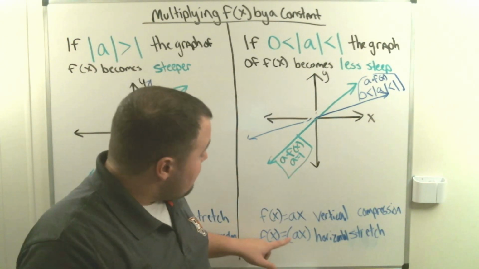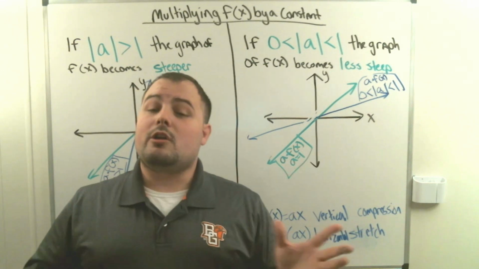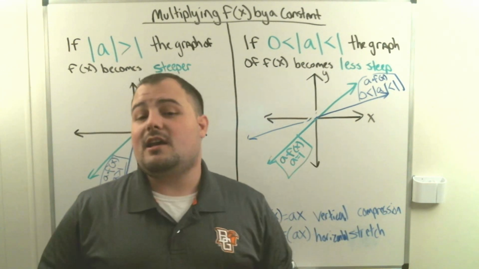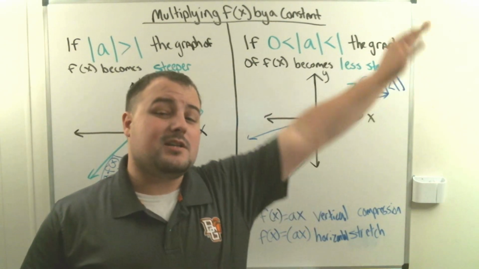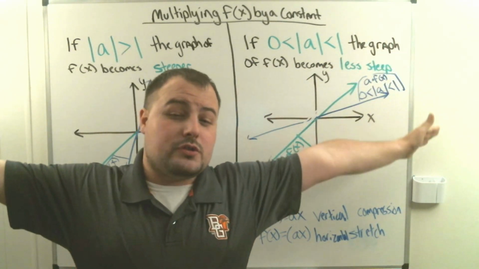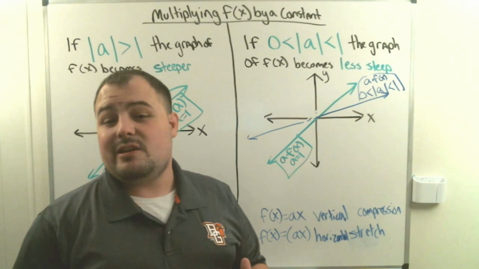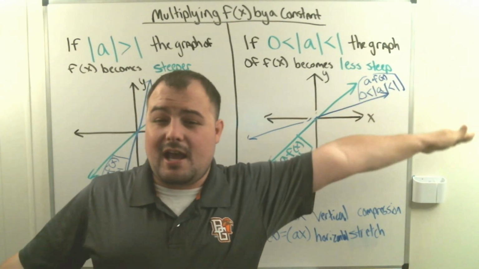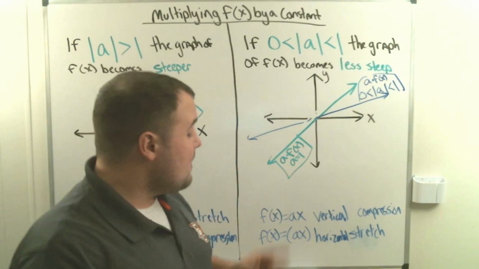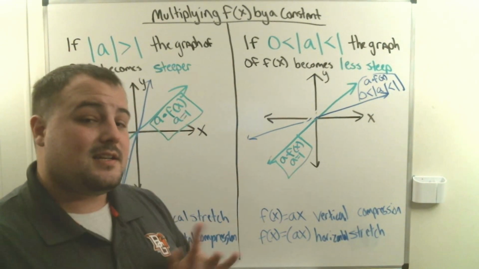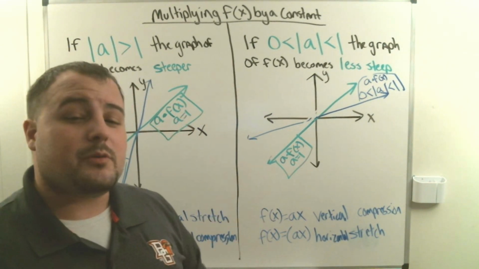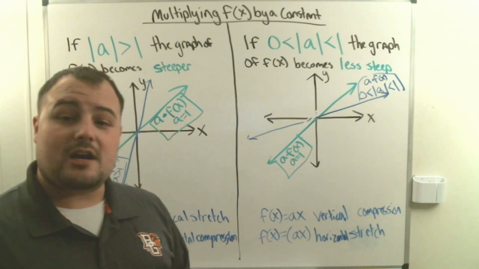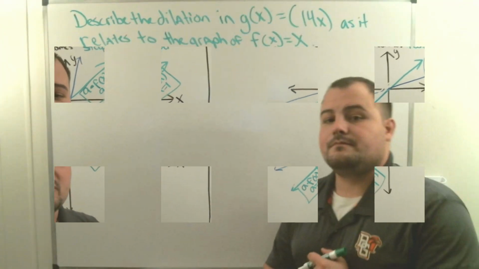Now, if it's inside parentheses, we're going to call it a horizontal stretch. Horizontal because it's inside parentheses, and a stretch because when we stretch, we get closer and closer to that piece that we're looking for. So we're getting closer to the horizontal because we're stretching out towards the x. And that's what we're doing in this type of example. So we're going to look at a number next to a variable, and we're going to decide, is it vertical, is it horizontal, is it a stretch, or is it compression?